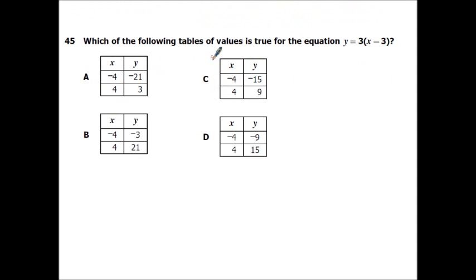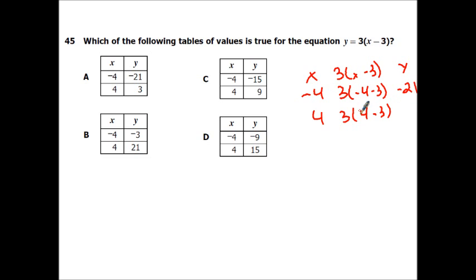Alright, which of the following tables of values is true for the equation? So these all have -4, so we'll go ahead and make our own. So x is -4 and 4. So we're going to go 3 times x minus 3. So 3 times -4 minus 3. 3 times 4 minus 3. And my y value. So -4 minus 3 is -7. -7 times 3 is -21. 4 minus 3 is 1. 1 times 3 is 3. So there would be my thing. So -4, -21, and 4, 3. Right there.